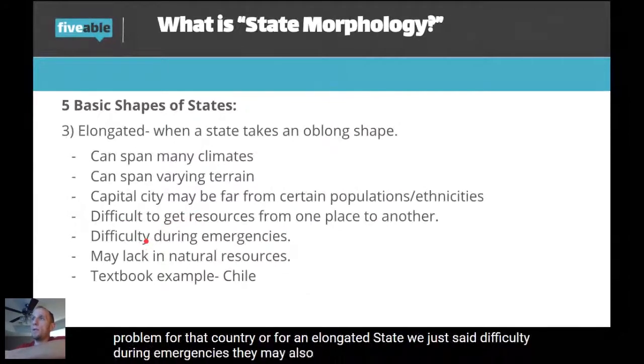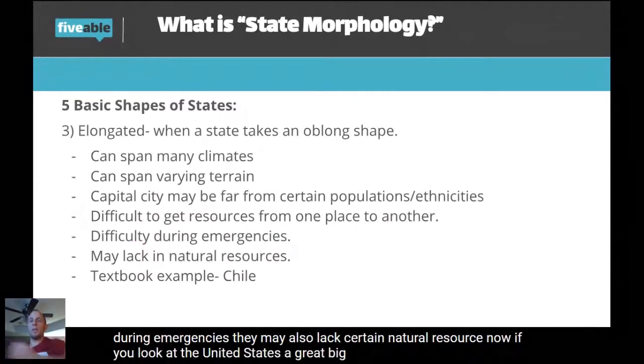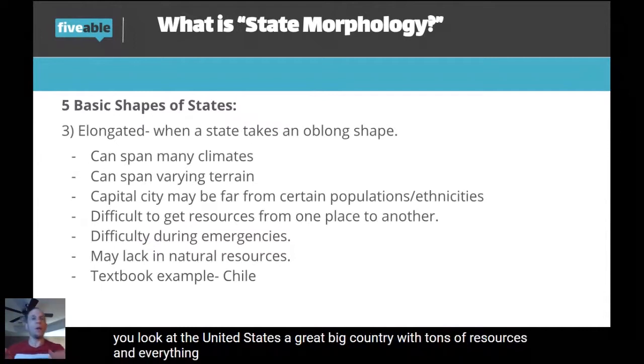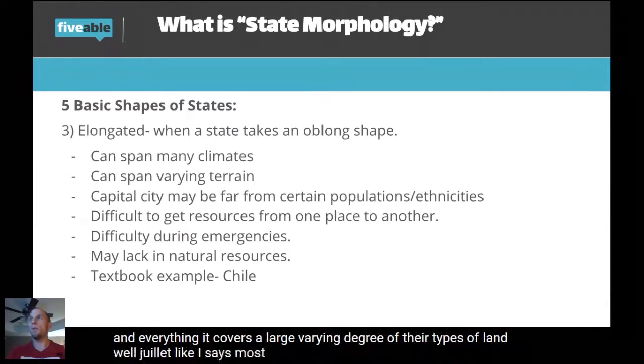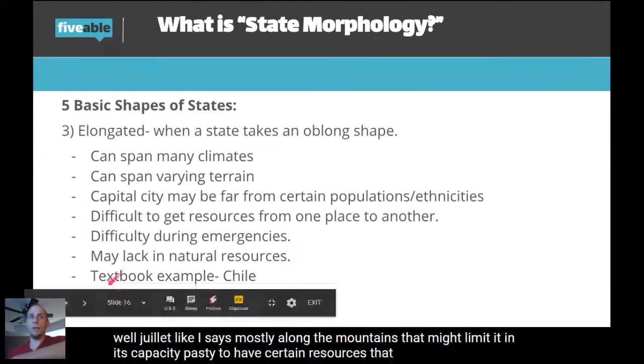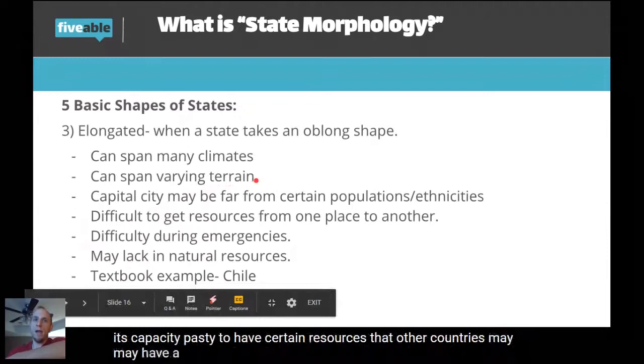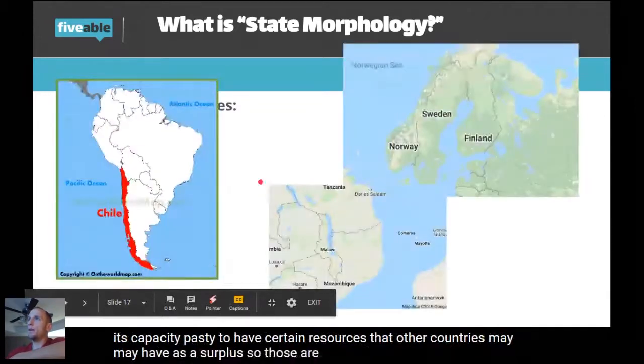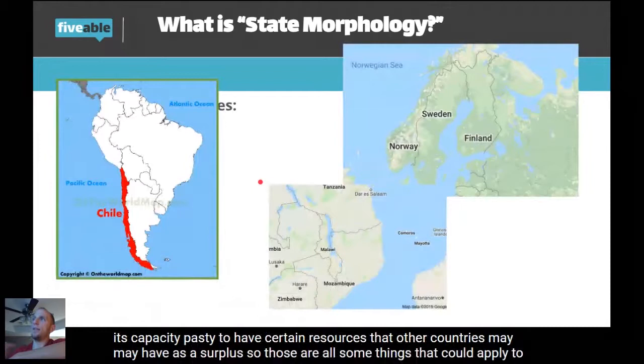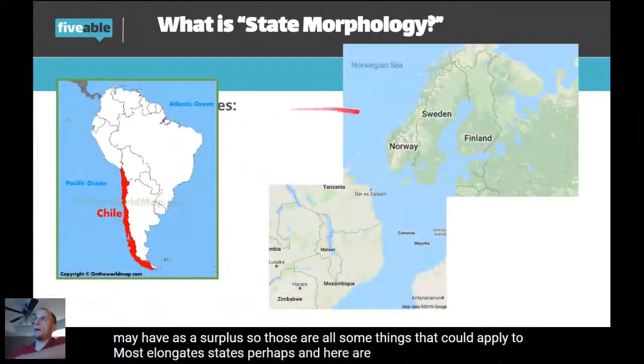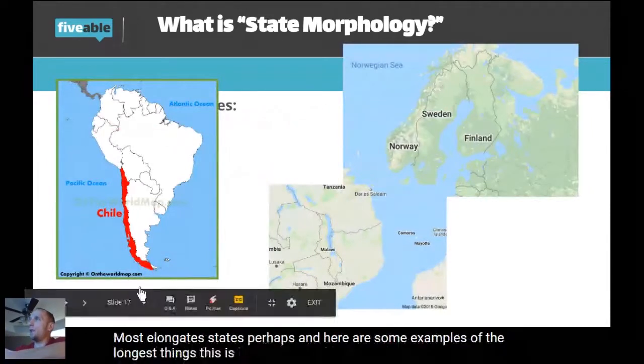We just said difficulty during emergencies. They may also lack certain natural resources. Now, if you look at the United States, a great big country with tons of resources and everything, it covers a large varying degree of different types of land. Well, Chile, like I said, is mostly along the mountains. That might limit it in its capacity to have certain resources that other countries may have as a surplus. So those are all some things that could apply to most elongated states, perhaps. And here are some examples of the elongated states.